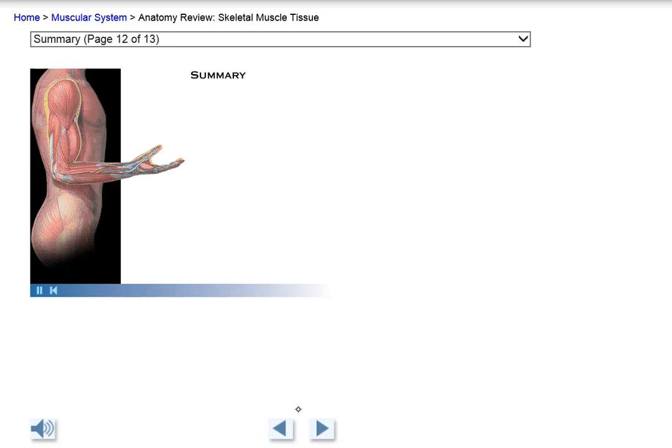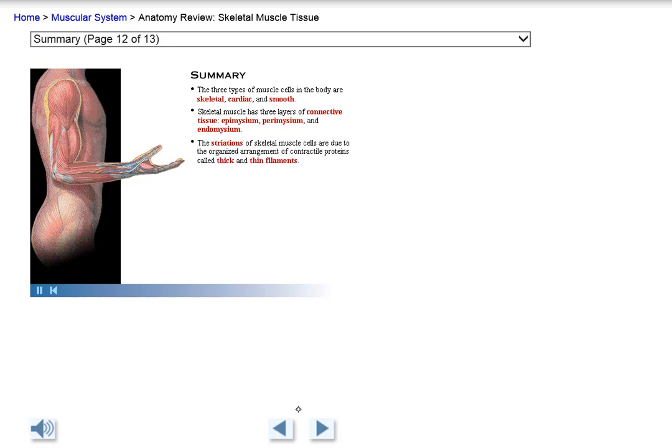Here's a summary of what we've covered. The three types of muscle cells in the body are skeletal, cardiac, and smooth. Skeletal muscle has 3 layers of connective tissue: epimysium, perimysium, and endomysium. The striations of skeletal muscle cells are due to the organized arrangement of contractile proteins called thick and thin filaments. A whole muscle demonstrates a bundle within a bundle organization, from myofilaments to myofibrils to muscle cells to fascicles to the whole muscle. To test your knowledge, click the quiz button to go to the self-quiz.